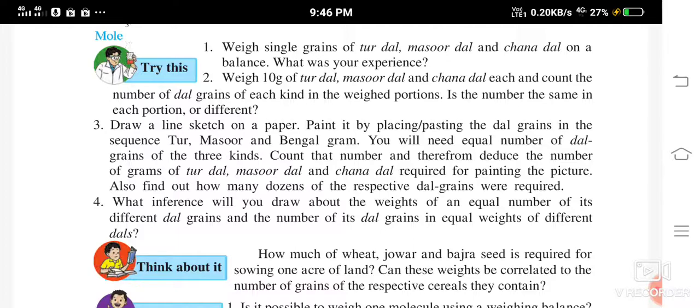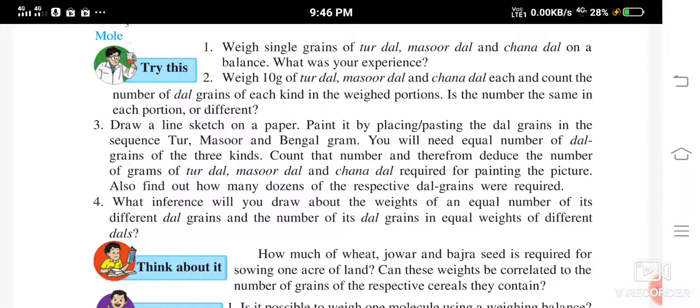Of course, the number of grains is going to be different, isn't it? Because the weight of each grain is going to be different. The size is also going to be different. Now see, draw a line sketch on a paper. Paint it by placing or pasting the dal grains in the sequence tur, masoor and Bengal gram.